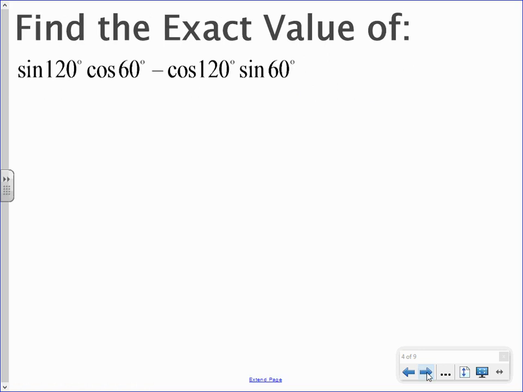Your next example looks like this. Okay. Now, yes, we can evaluate the sine of 120 and the cosine of 60 and so on and so forth. Or we can recognize something. Does this follow the pattern of the formula that's on the front of your foldable? It does. 10 seconds, brainstorm with your neighbor. How would we rewrite this using the formula? Brainstorm, which means talk.